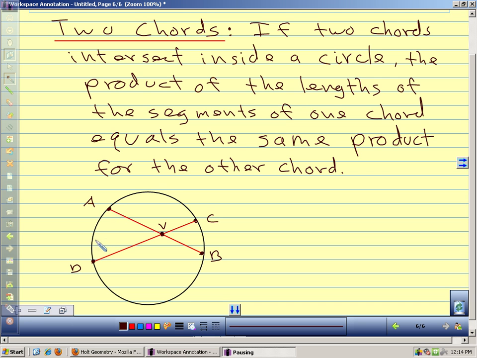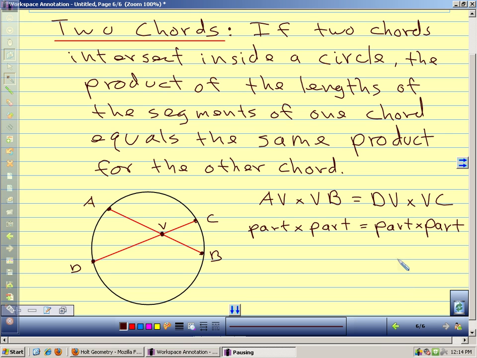So what this theorem is telling us is that the lengths of the segments of one chord, so AV times VB, that's the lengths of the segments of this chord, the product of the lengths, equals DV times VC. So this piece times this piece. And my shorthand here, the way I remember this, is the part times the part is the part times the part for the other chord. Part times part equals part times part.